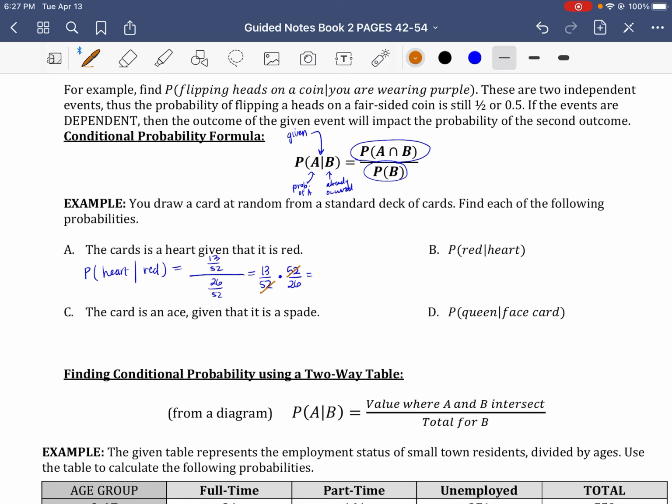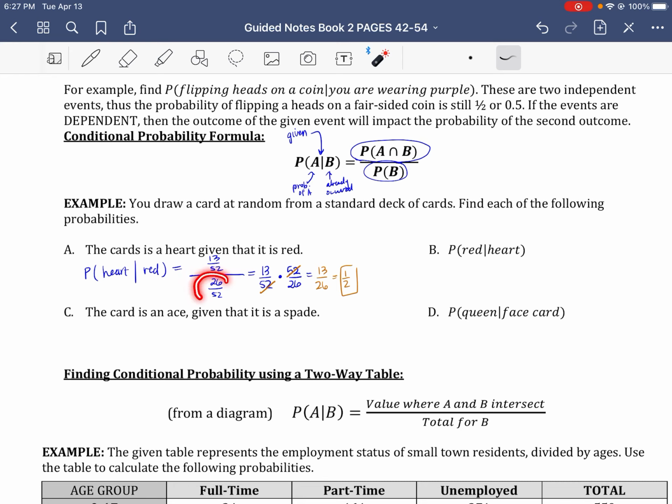When we do that, you'll notice that this denominator and this numerator are going to cancel, leaving us with 13 over 26. Or we can even simplify that down to 1/2, or write it as 0.5 or 50%. Now, we can use that formula every single time, but you'll find those denominators are going to cancel every single time.